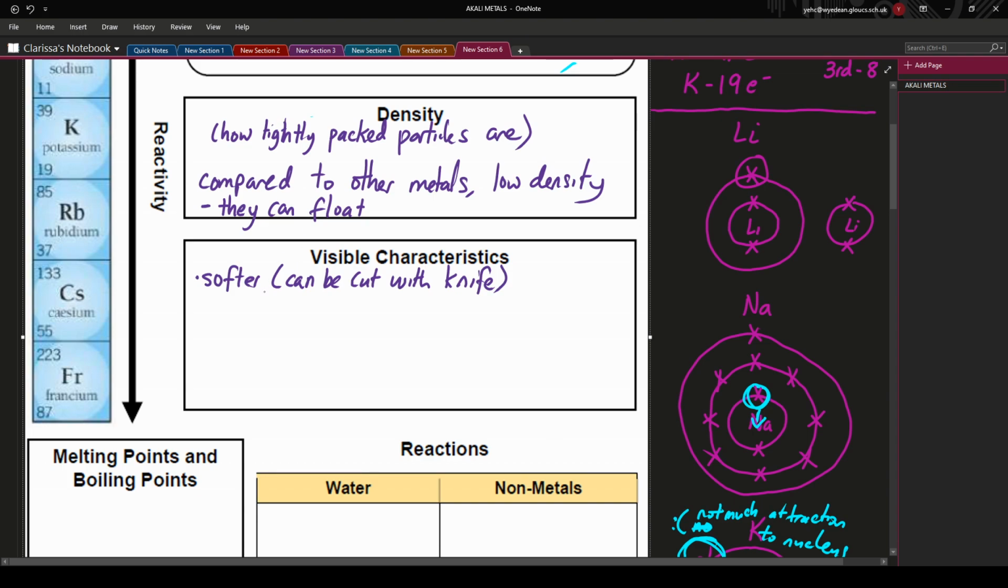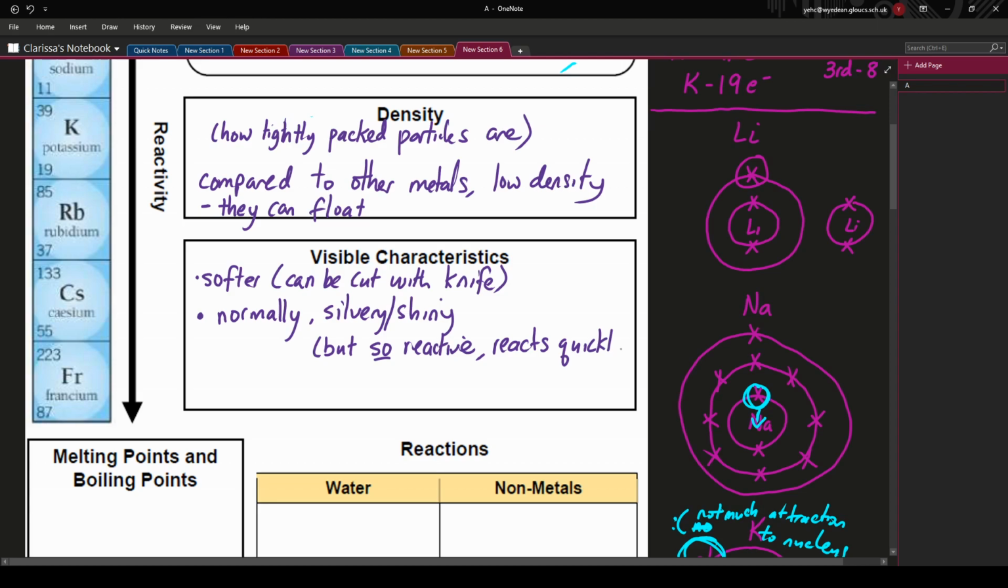Let me see how to do this in notes. Okay, so normally silvery slash shiny, but because remember it's so reactive, it reacts quickly with oxygen in the air and goes dull.